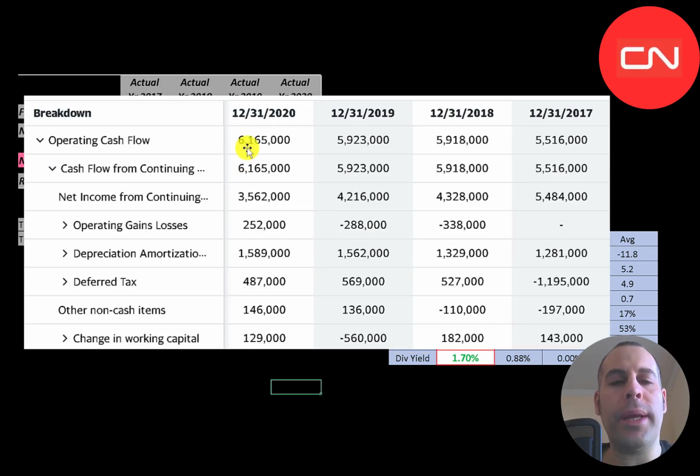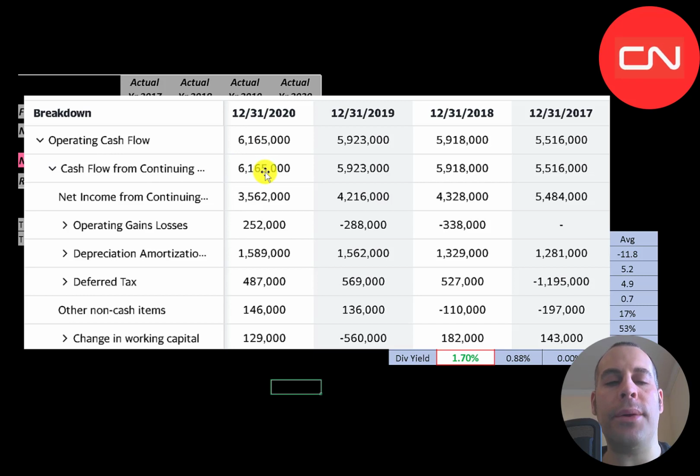Let's look at their operating cash flow. And the way you calculate that, you start with net income, that was $3.5 billion. Then you have to add back the depreciation. That brings down your net income, but you have to add back all non-cash items in the CFO section. That was $1.6 billion. They also had $500 million of deferred taxes and some other smaller items. So even though they reported a $3.5 billion gain, they actually generated $6.2 billion of cash flow.